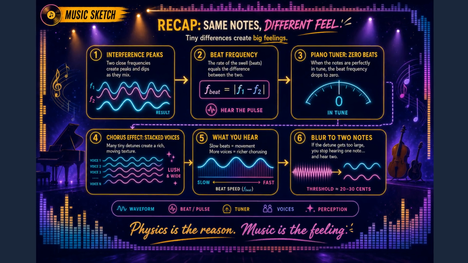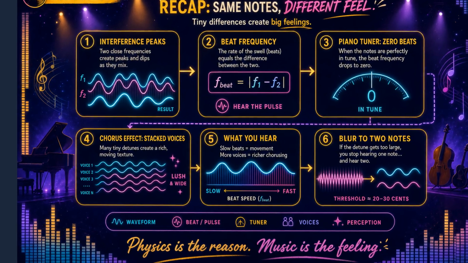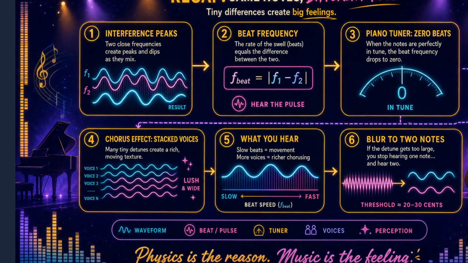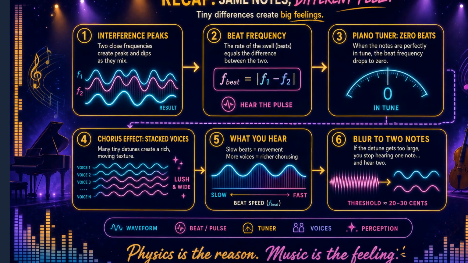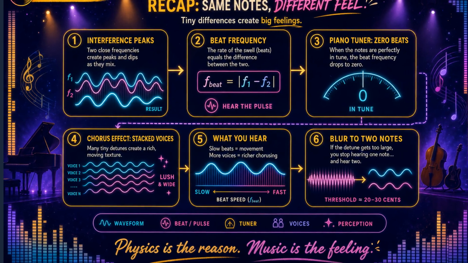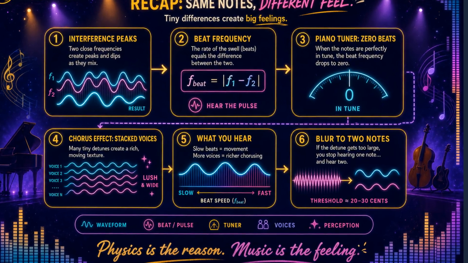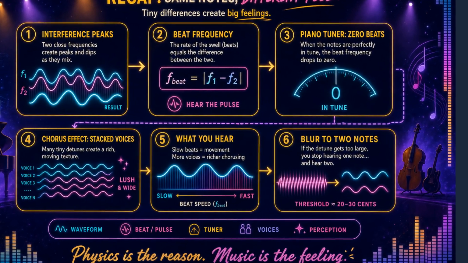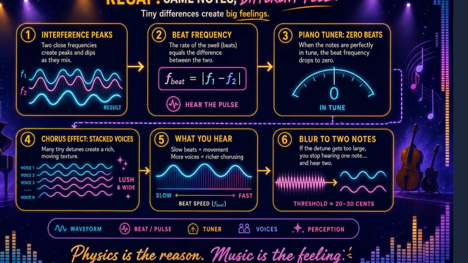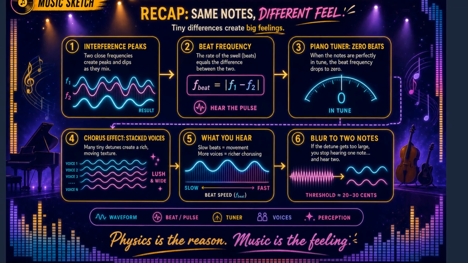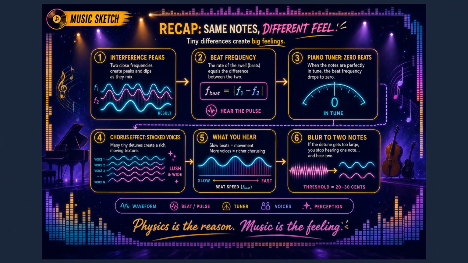Recap: two close frequencies interfere. Peaks add, opposites cancel, alignment drifts slowly. Beat rate equals frequency difference in hertz. Tuners zero the wobble. Chorus and doubles exploit slow beats for width. Too far apart, and beats become roughness, then two notes.